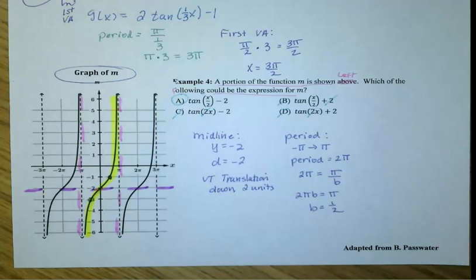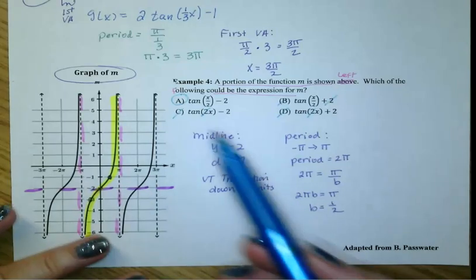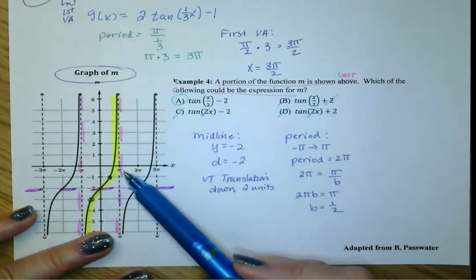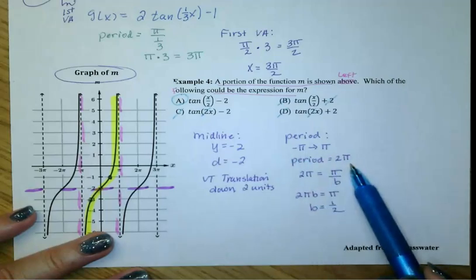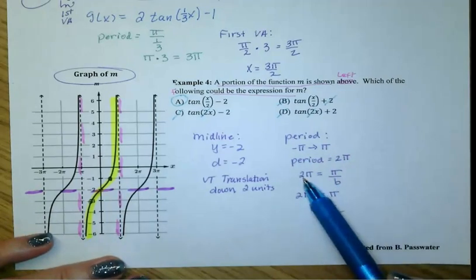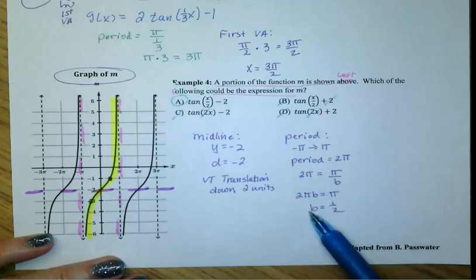So the next thing I needed to deal with was the period, because if I know the period, then I'll know if it's had any horizontal dilations. My period goes from negative pi to pi, so I have a period of 2 pi. And we know our conversion is 2 pi equals pi over b. So I can solve for b and find that it's 1/2.